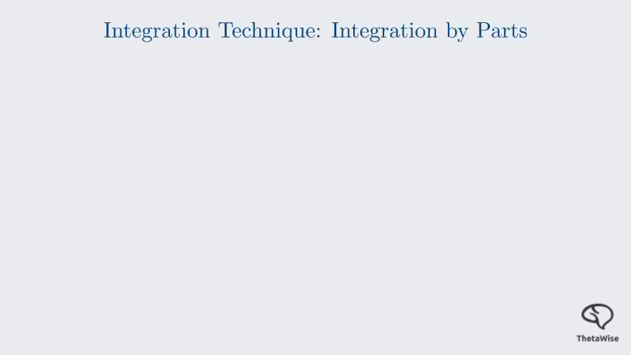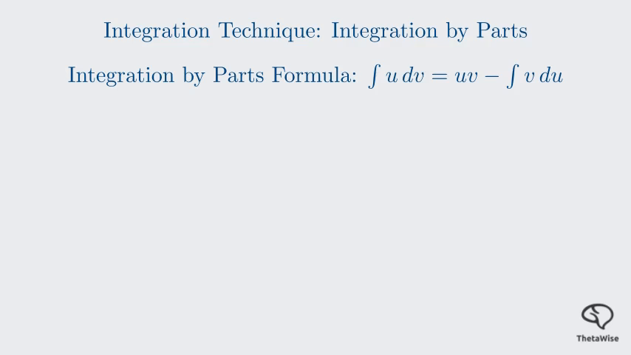Our next powerful technique is integration by parts. This method is used when you have an integral of a product of two functions. It's the reverse of the product rule for differentiation. The formula for integration by parts is derived from the product rule. The integral of u dv equals u times v minus the integral of v du. The goal is to choose u and dv in a way that the new integral, the integral of v du, is easier to solve than the original one.